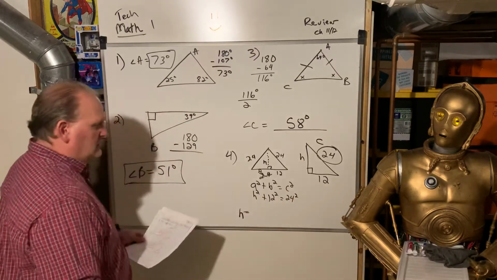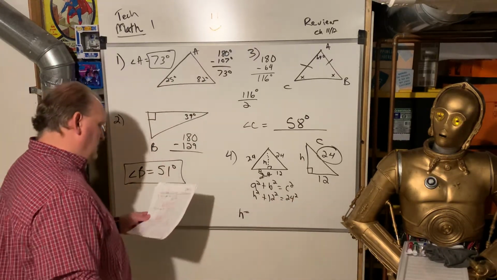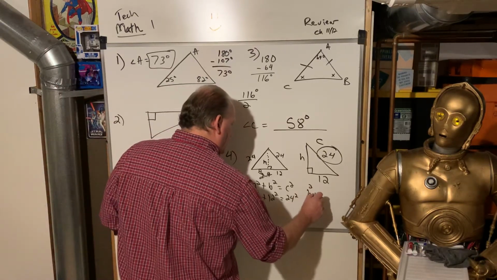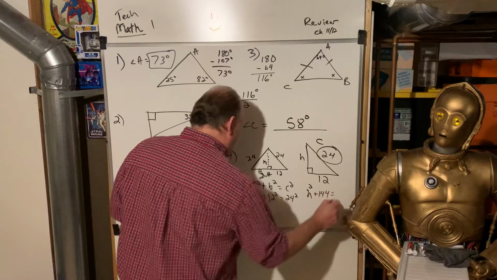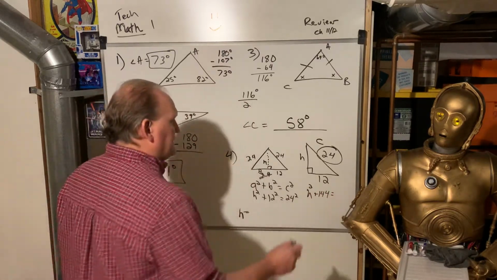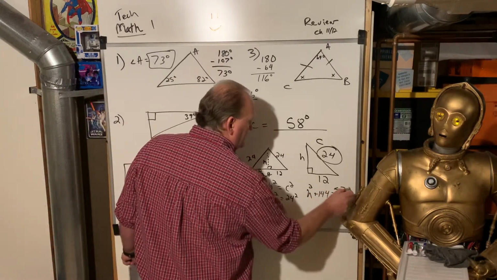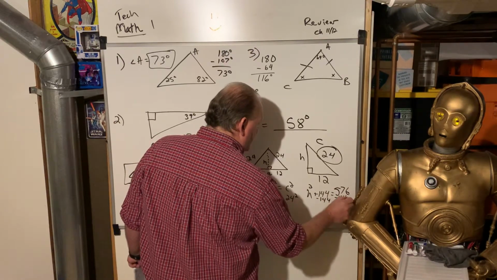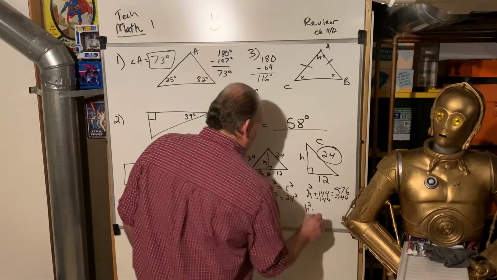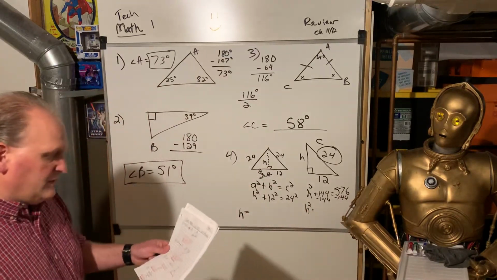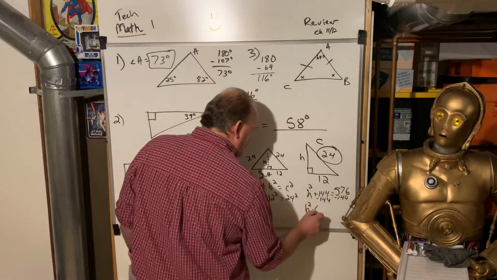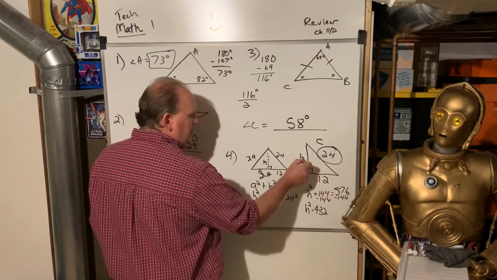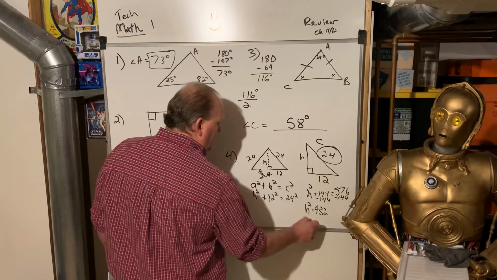And now you just solve that. So that is going to be h squared plus 144 equals 576. And then subtract the 144. And remember to take the square root. That's a very common mistake on this problem. People tell me 432. It can't be a triangle that's 24 and 12 and 432. We have to take the square root of that.